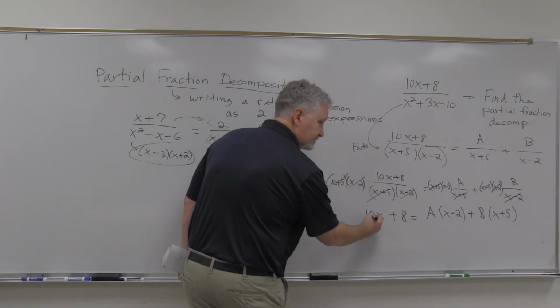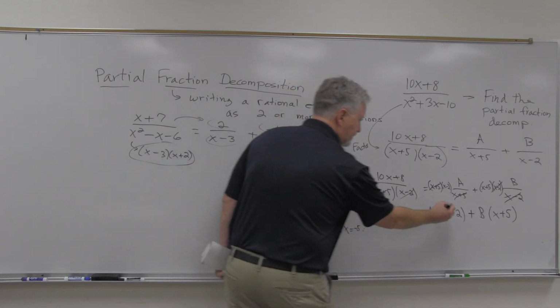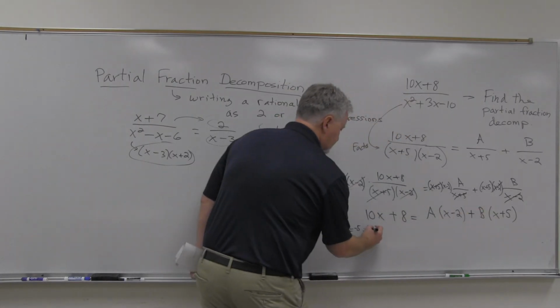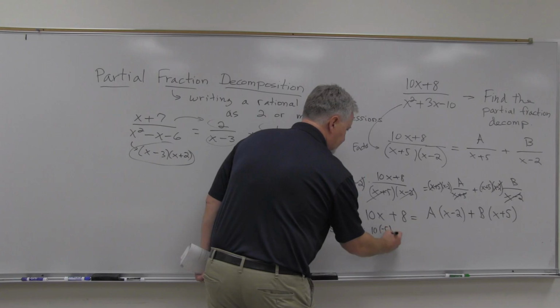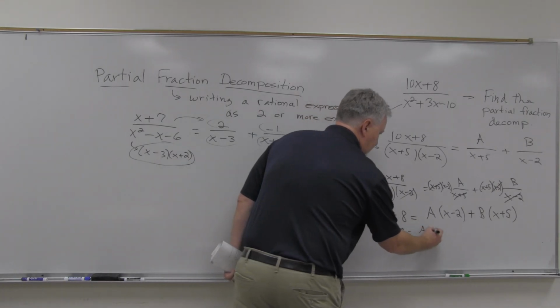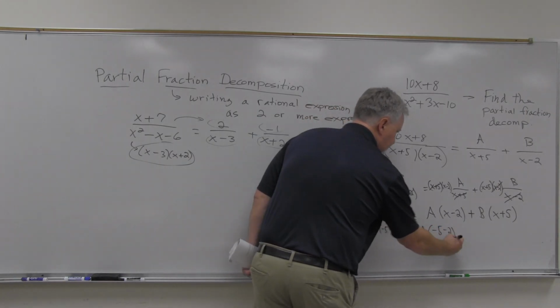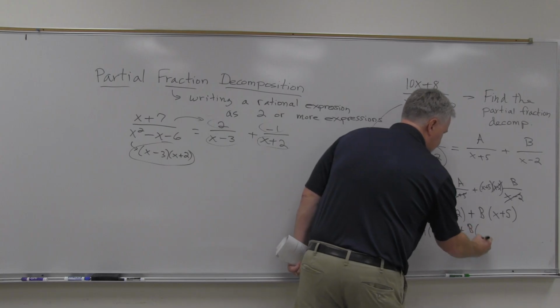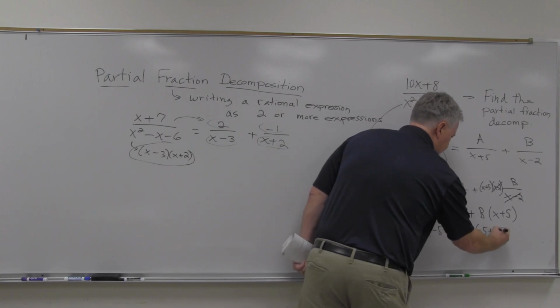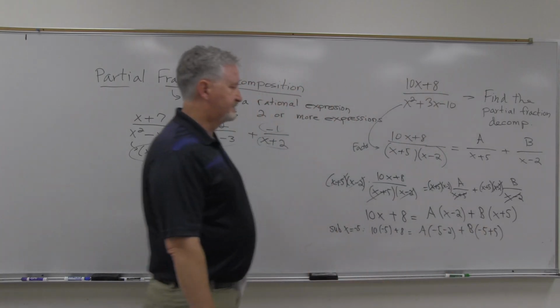Throughout this whole deal, x equals negative 5 here, negative 5 here, and negative 5 here. So that's going to be 10 times negative 5 plus 8. That's going to be a times negative 5 minus 2. And I'll write it all out here. We can certainly shortcut this a little bit next time.